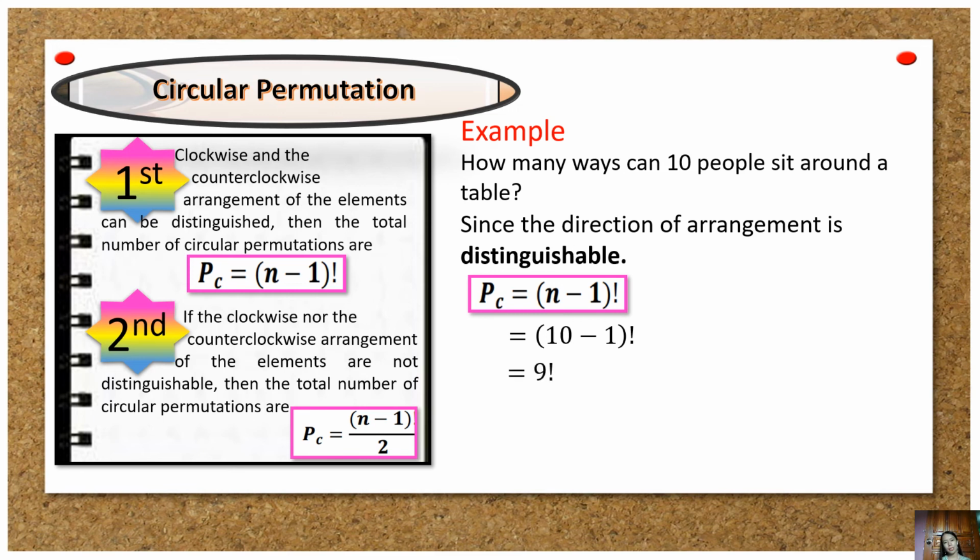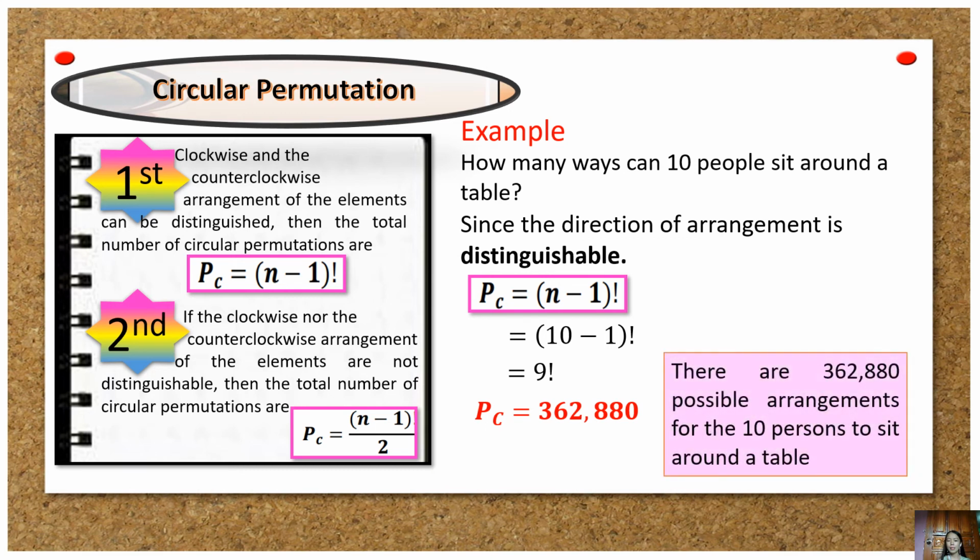And 9 factorial is equal to 9 times 8 times 7 times 6 times 5 times 4 times 3 times 2 times 1. The answer is 362,880. There are 362,880 possible arrangements for the 10 people to sit around a circular table.